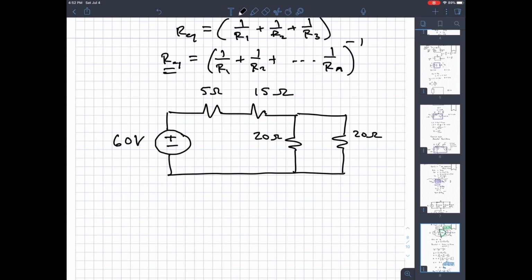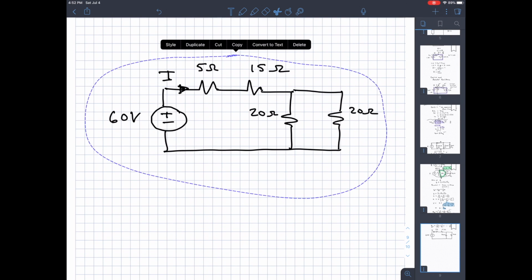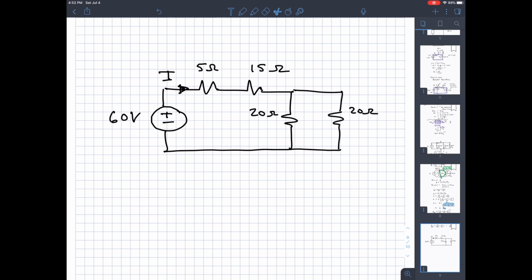What I would like to do is use the ideas that we've talked about to solve for this current I. This is not easy. It's going to take you a while to be able to see. Let me give it a little more space here. But I'm looking at this and I'm thinking, I'd really like to simplify this circuit.